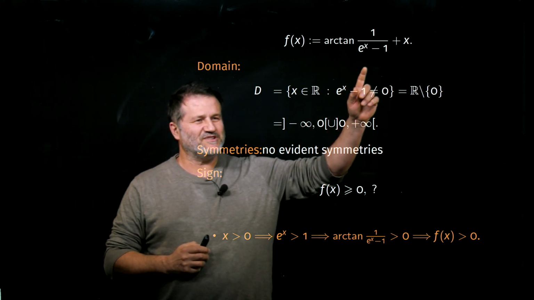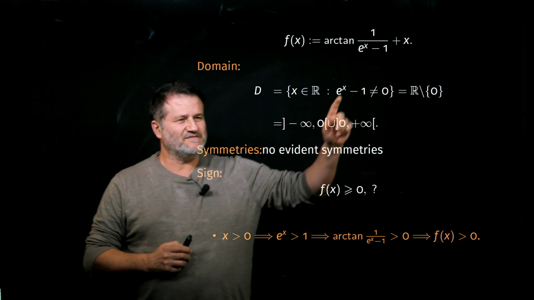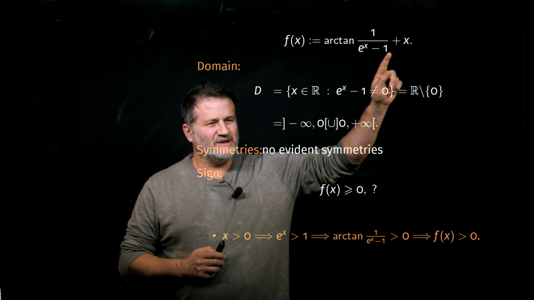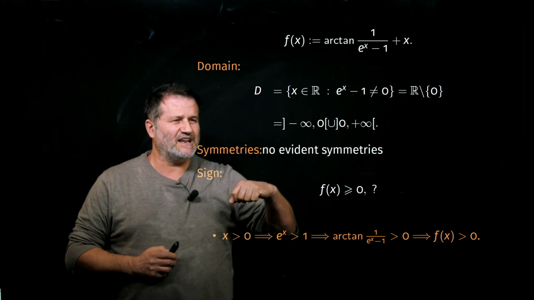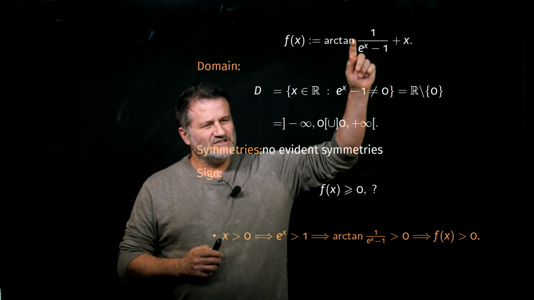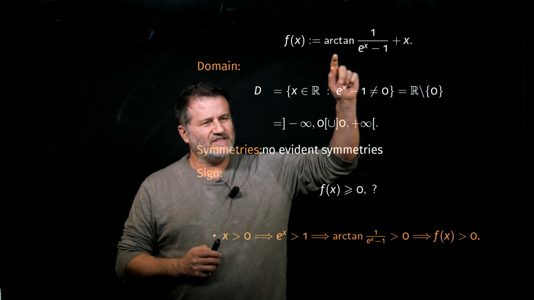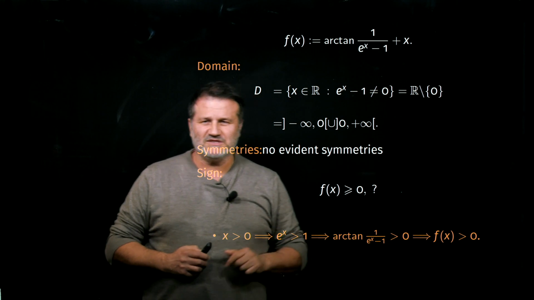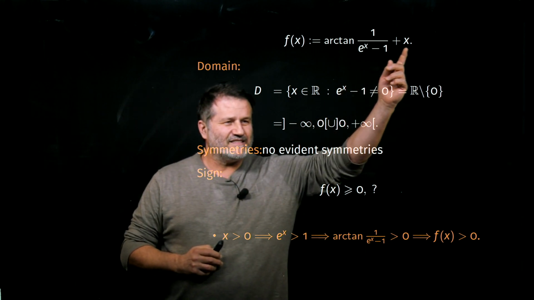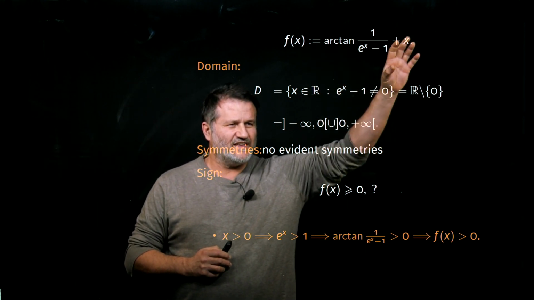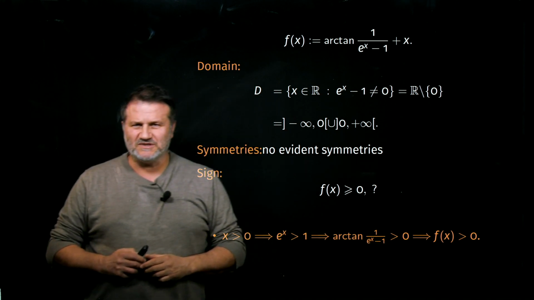method. We may observe that for x positive, the quantity here, e to x minus 1, is positive because e to x is larger than 1. So this fraction inside the arctangent is positive, and therefore the arctangent will be positive as well. I add x, which is positive, so everything is positive, f of x is positive.